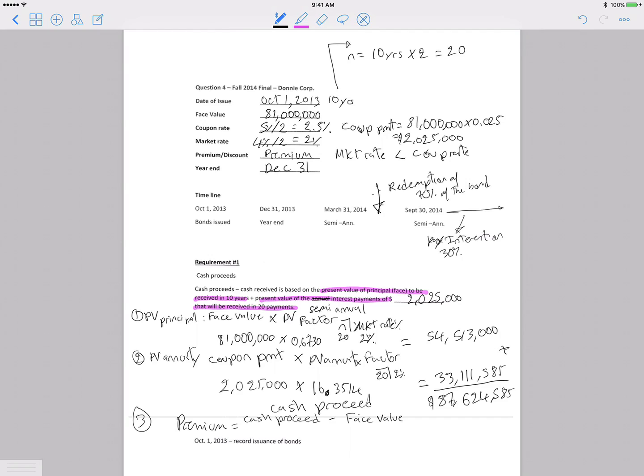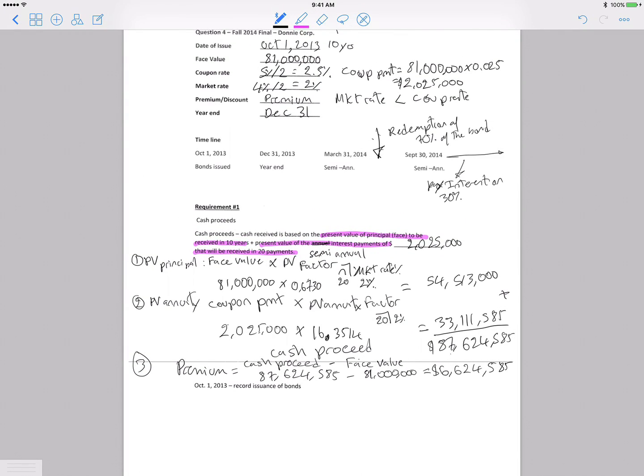Of the bond, 7,624. The face value is 81 million. So we have a premium of 6,624,585. So now we have our cash proceed, we have our premium.